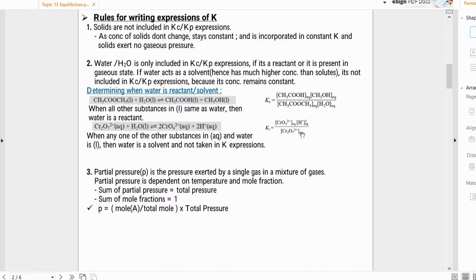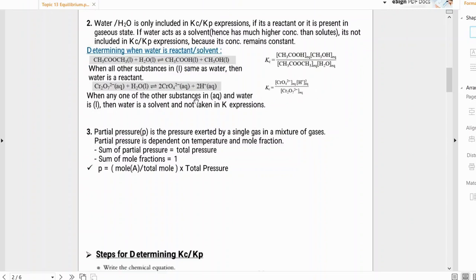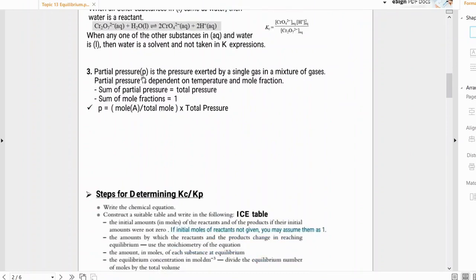Not included here. H2 is not included here. So done. Now partial pressure, the third rule. Partial pressure is denoted by a small p. This could have been more italicized. Italic. So partial pressure is the pressure exerted by a single gas in a mixture of gases.